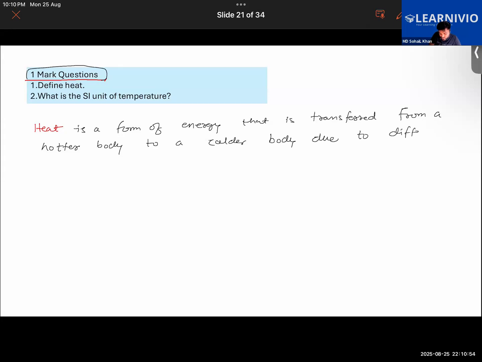The hotter body will, the colder body will conduct more heat. Like if there are two bodies and one of them is cooler than the other, then the cooler one will conduct more heat from the hotter body. An SI unit of temperature is Kelvin. Sir, can I tell the definition of temperature? Yeah, you can, but write down this also. Okay, do not miss it.